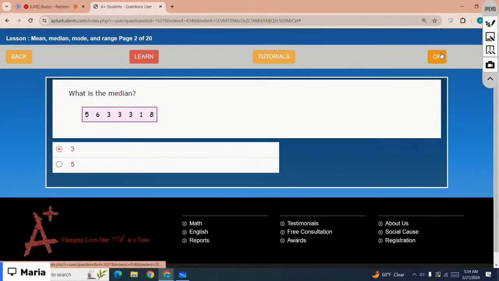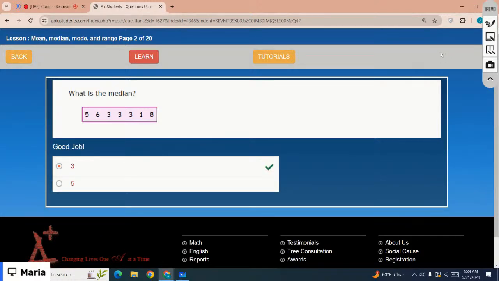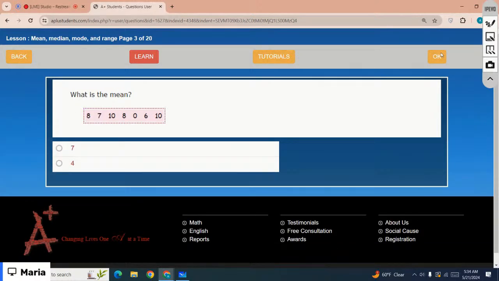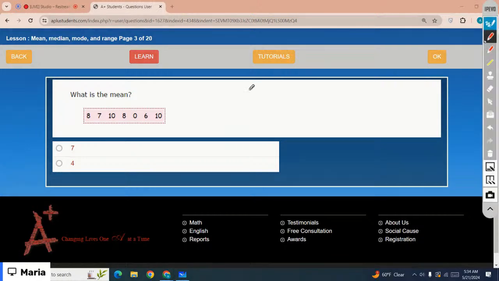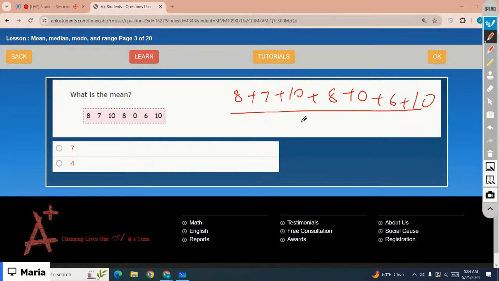Okay, the next one is what is the mean? Now for this one, you have to do the same as I did for the previous question. You have to add them all: 8 plus 7 plus 10 plus 8 plus 0 plus 6 plus 10. For the mean, you add all the numbers, the sum of the numbers divided by the number of given numbers. They are 1, 2, 3, 4, 5, 6, 7, so you have to divide it by 7.